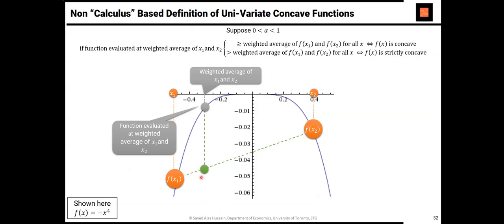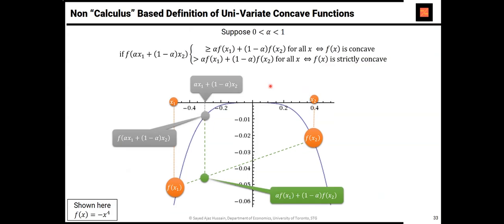So it has to lie on a point right underneath. So this green dot is the weighted average of f of x1, f of x2, whereas this one is a function of the weighted average of x1 and x2. More formally, here's the weighted average of x1, x2: alpha x1 plus 1 minus alpha x2. Here's the function evaluated at the weighted average of x1, x2. Here's f of x1, f of x2.